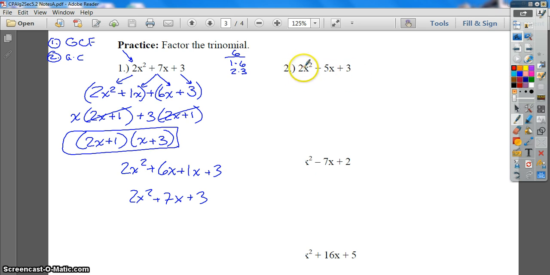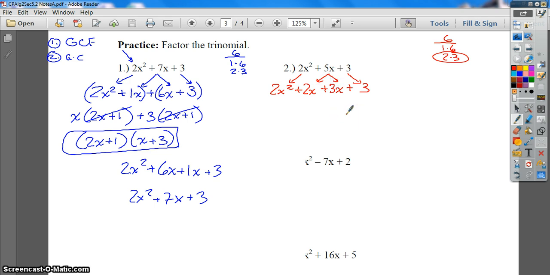Remember, look for a GCF when this isn't 1. 2, 5, and 3, the GCF would be 1, can't pull it out. So what I'm going to do is rewrite my 2x squared and rewrite my 3. Plus plus again will give me plus plus in here. We are going to multiply A times C together, so I get 6 again. The factors that multiply to be 6, 2 and 3, make 5 when I add them. These signs are the same. I'm going to put 2x first and 3x second. Remember, these two terms should make 5x.